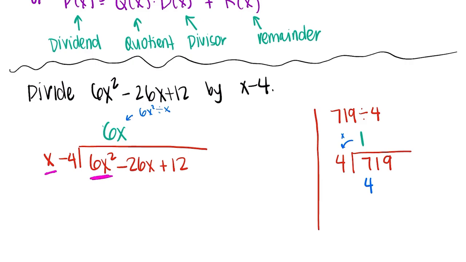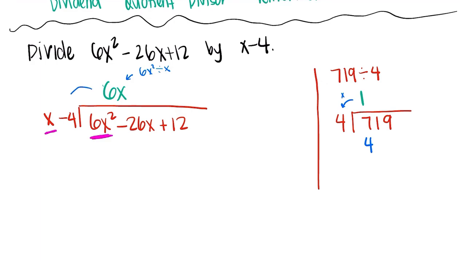So I'm going to do the same thing over here with the polynomial long division. I'm going to take the 6x, multiply it by the x minus 4, which gives me 6x squared minus 4x.